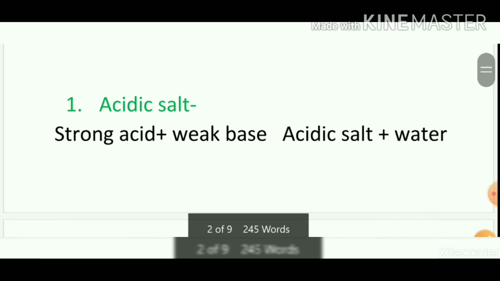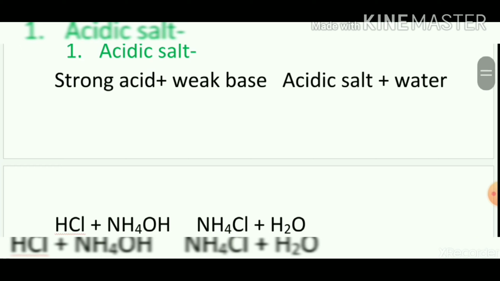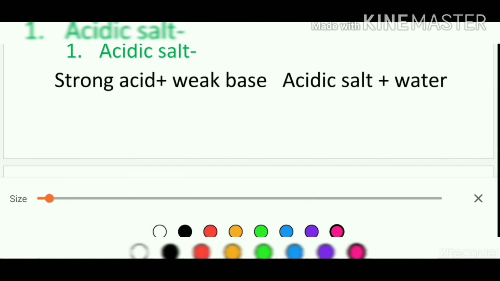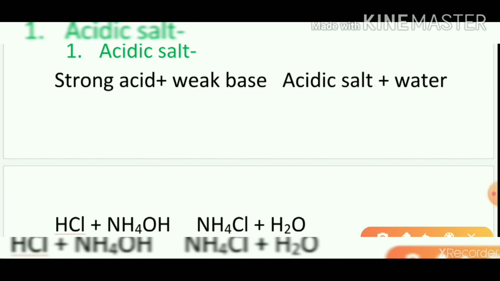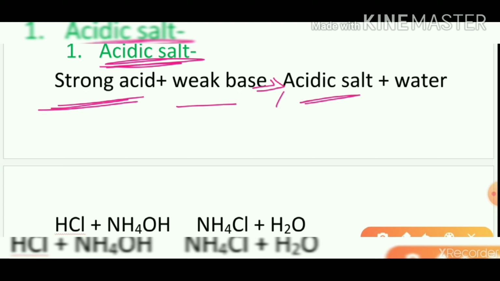Now we are seeing the types of salts. There are three types of salt. First is acidic salt, second is basic salt, and third is neutral salt. Now what is acidic salt? With the name it is clear. When strong acid reacts with weak base, at that time what is formed? Acidic salt is formed. See properly. When strong acid and weak base react together, they give acidic salt.